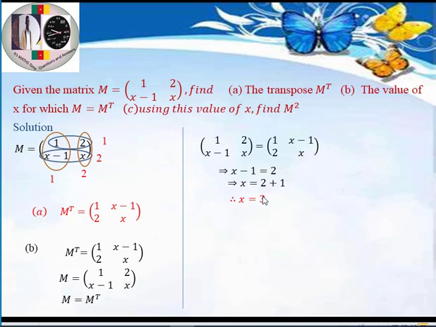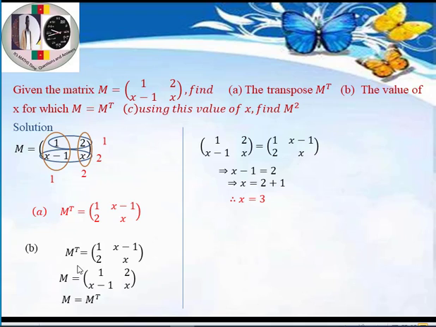So if we take this value of 3 and we substitute into M, we can have the corresponding values in terms of the value 3. And if we take this value 3 and we substitute into M transpose, we'll see that M is actually equal to M transpose.